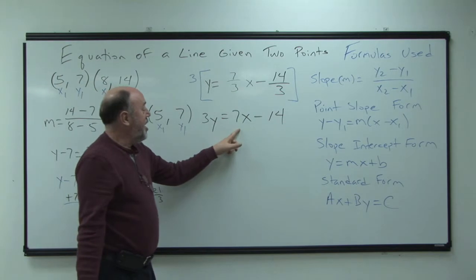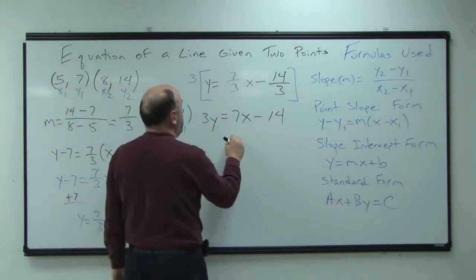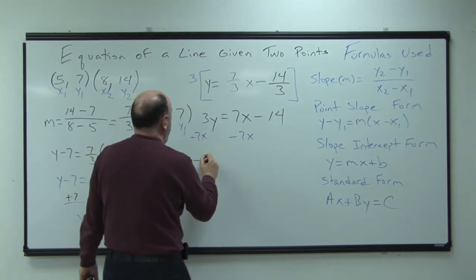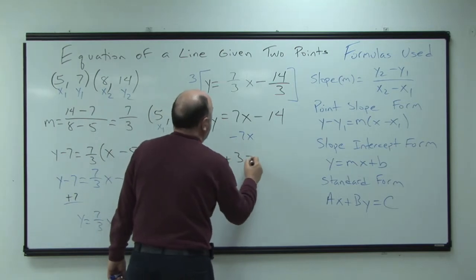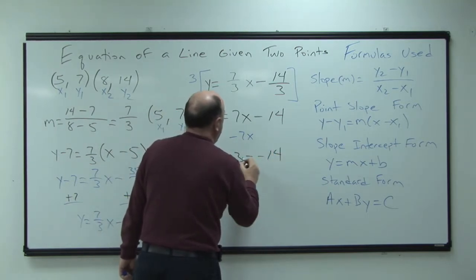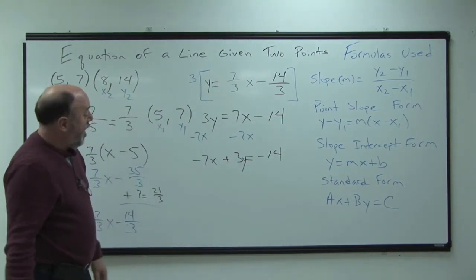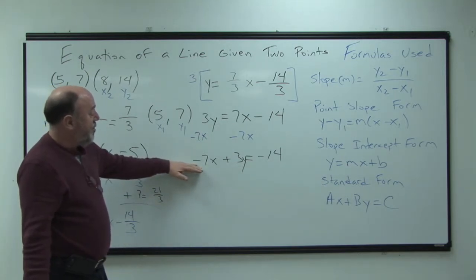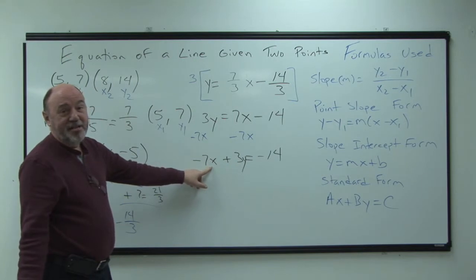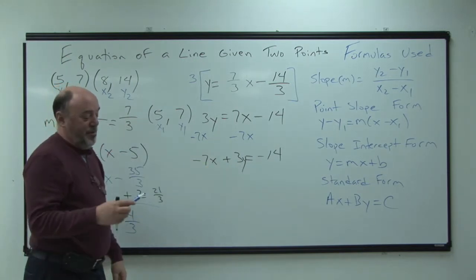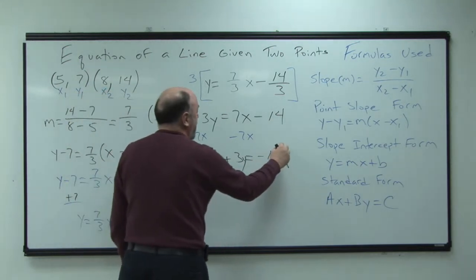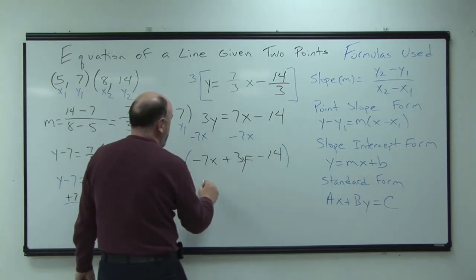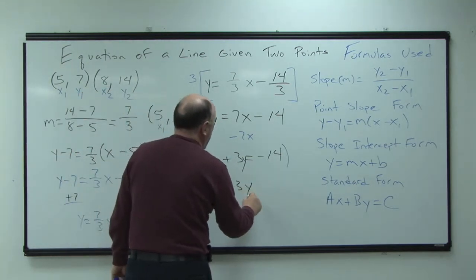And then we want to take the 7x and bring it over to the other side. So we're going to subtract 7x from both sides. So we get a minus 7x plus 3y equals a minus 14. Depending on how they want the answers, sometimes in math they're going to want the number in front of the x to be positive. The way we can do that is to take our entire equation and multiply everything by minus 1. So we end up with 7x minus 3y is going to equal 14.